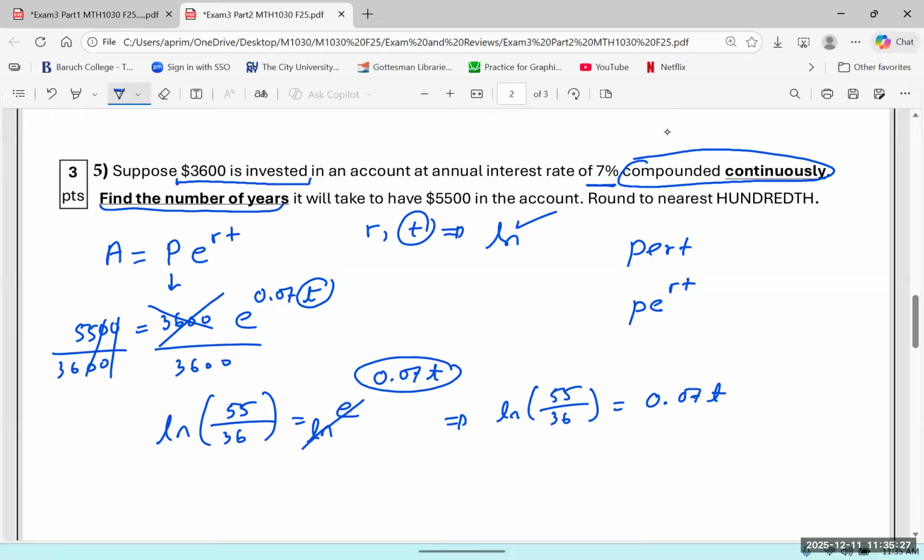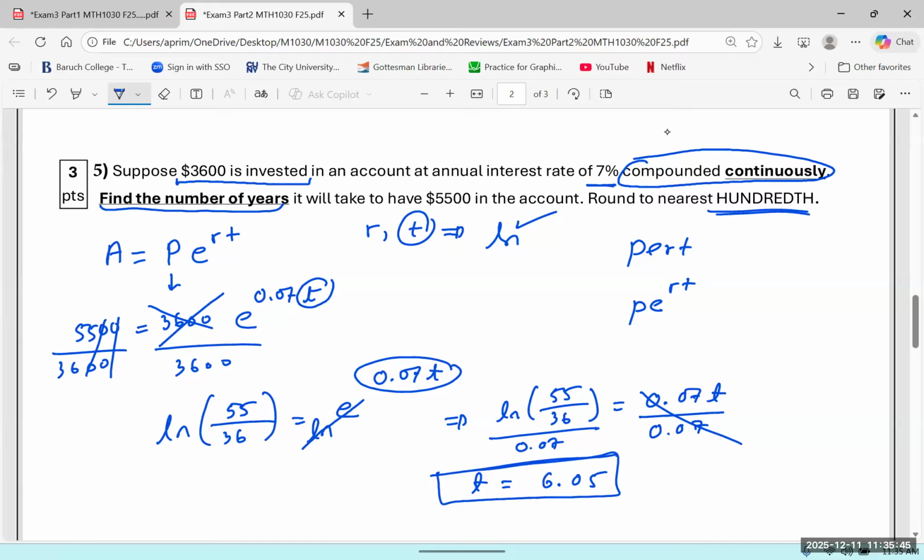So see, the exponent suddenly comes down. Now it's on the floor. So divide by 0.07. It's 0.05. It says round to the hundredth, so we're going to keep the decimal.